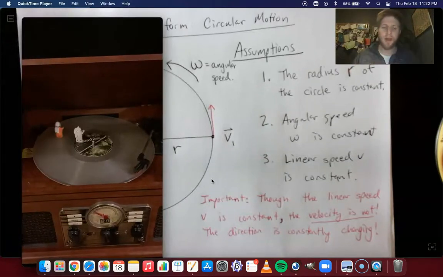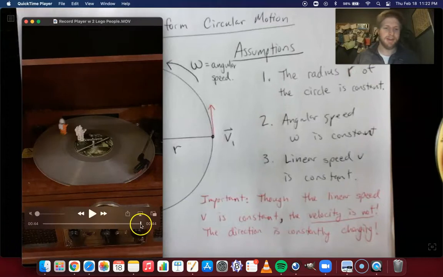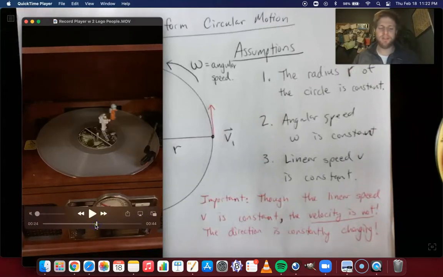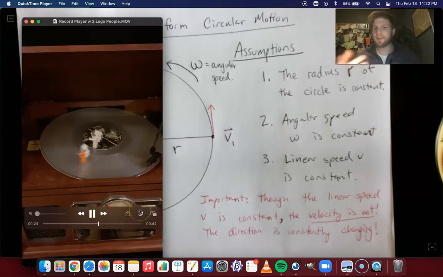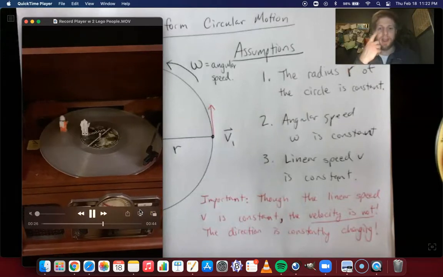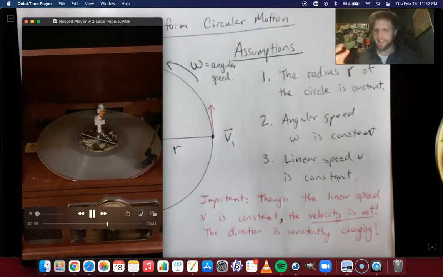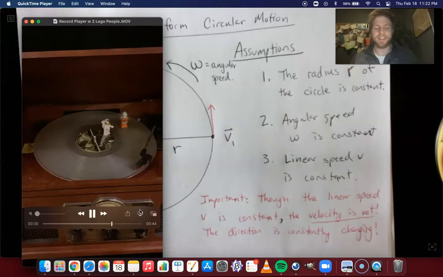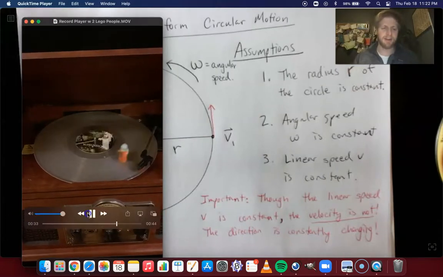And then finally, we don't have a good way of measuring it here, but is the linear speed v constant? Well, it turns out that that's tied very much to the angular speed. And so if the record sounds normal, that actually tells us that the linear speed is normal. Let's check it on the record.